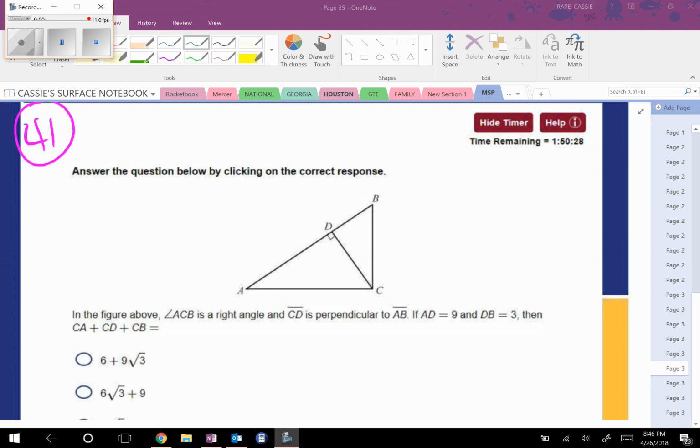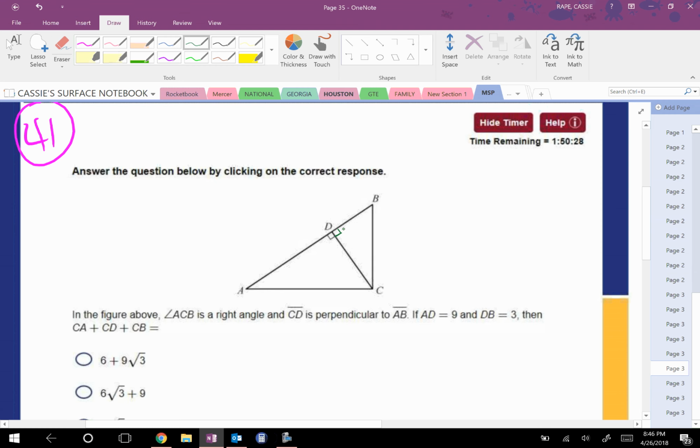Okay, number 41, you're given that this is a right triangle, and because this is going from vertex C down to that base, that's an altitude from C down to AB, and you know that they're both 90-degree angles on both sides. It furthermore gives you that angle ACB is a right angle. It tells you that AD is 9 and DB is 3.